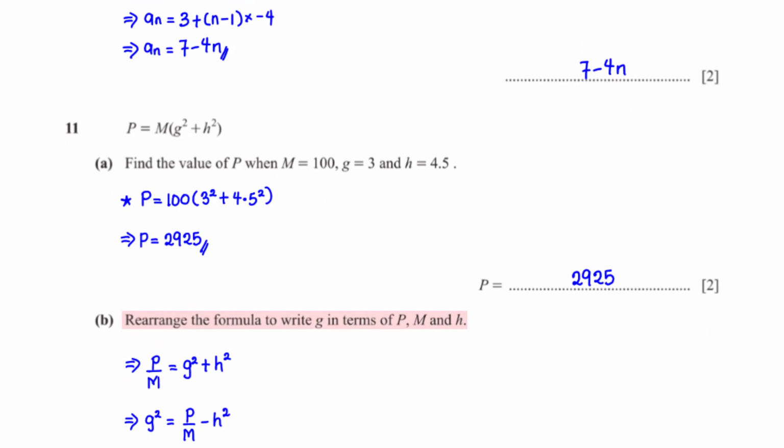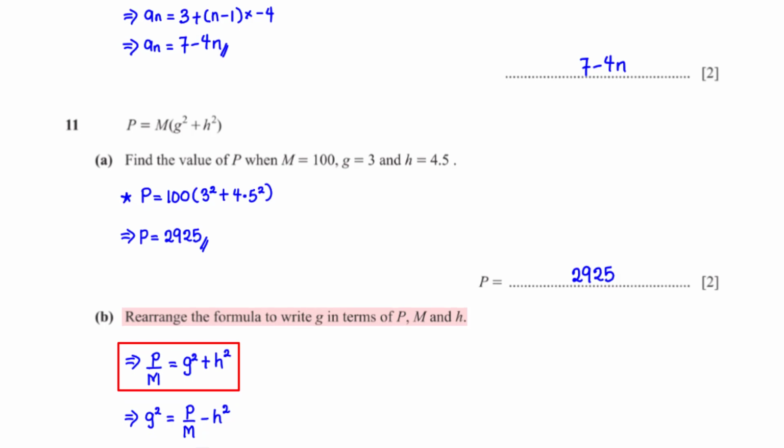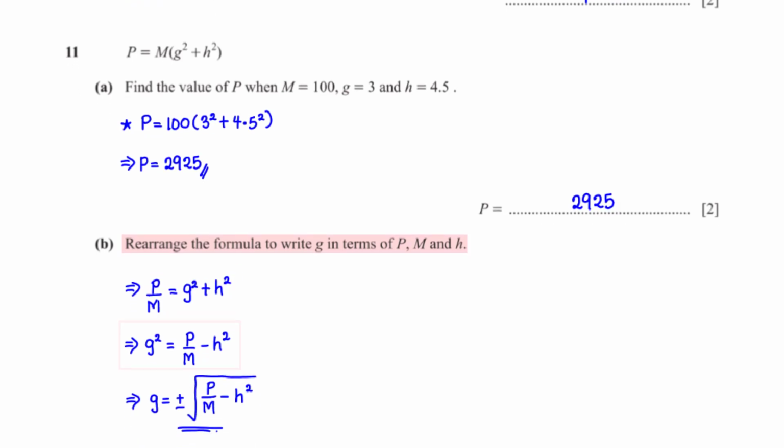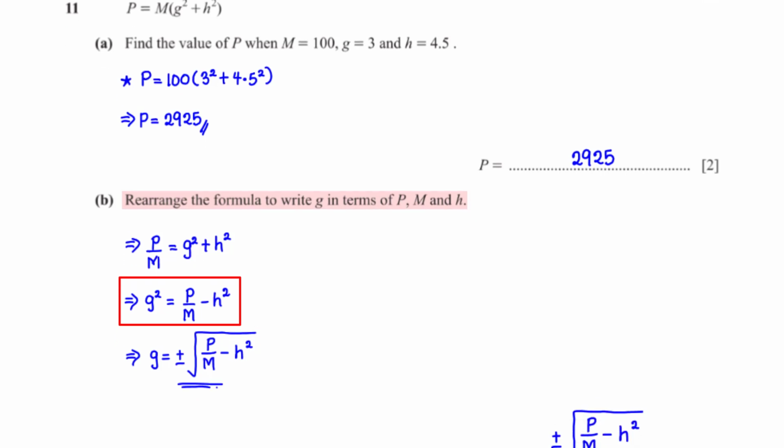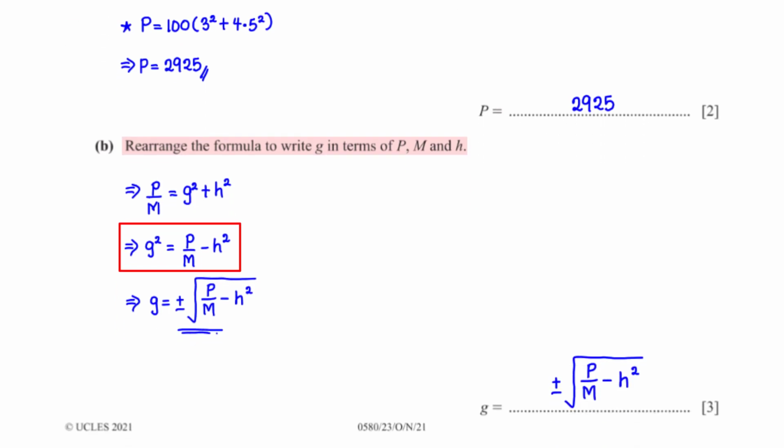Rearrange the formula to write g in terms of p, m, and h. When we divide both sides of the equation by m, this is what we have. When we make g squared the subject, we get p over m minus h squared. To make g the subject, we take the square root of both sides. This gives us plus and minus the square root of p over m minus h squared.